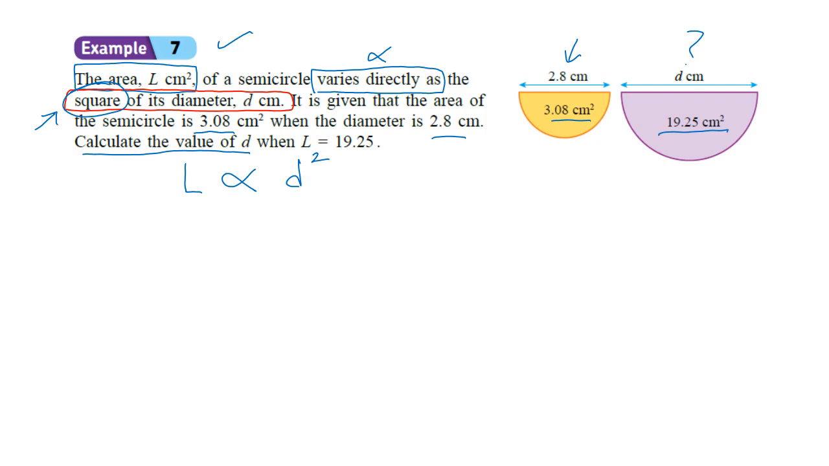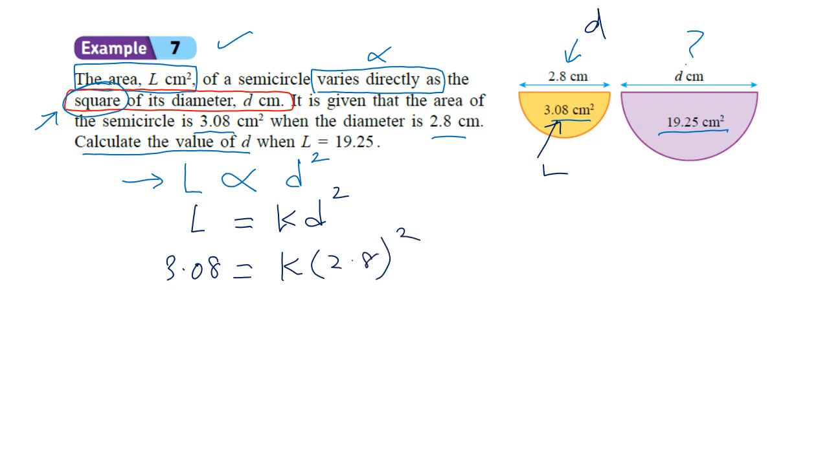So what do you do? First is this one, you have done this. Second, write into equation form: L equals K times D square. And then use the information given here. This is your L, this is your D. So you substitute 3.08 equals K times 2.8 square. So your K is 3.08 divided by 2.8 square.